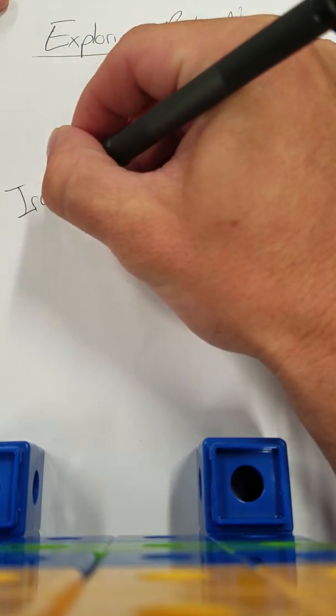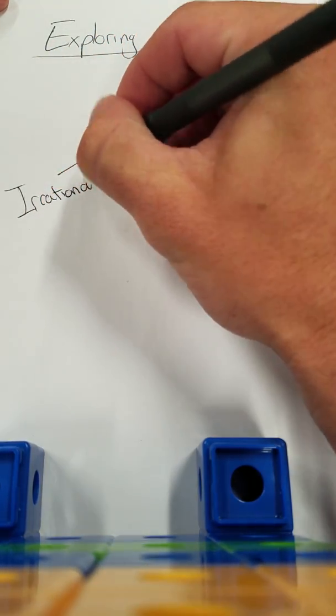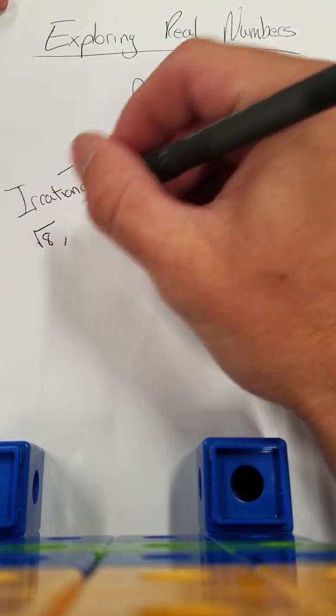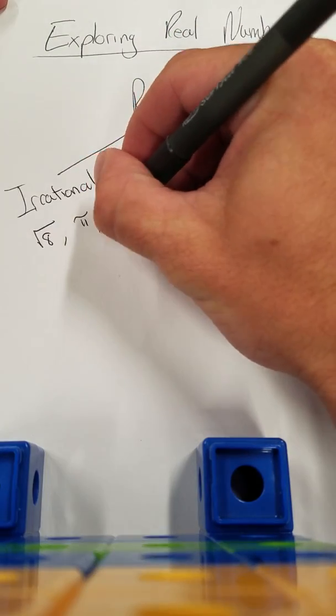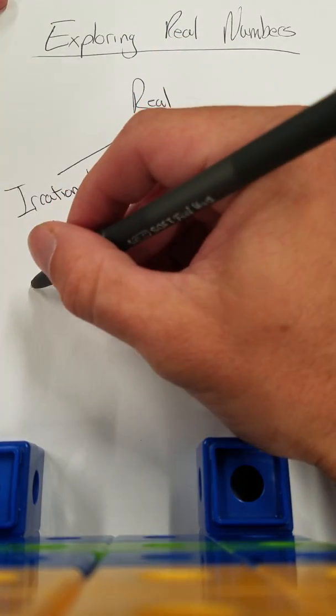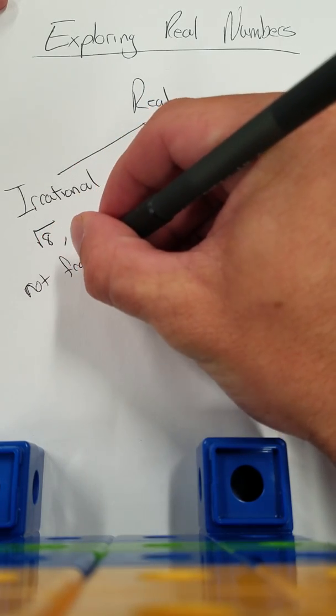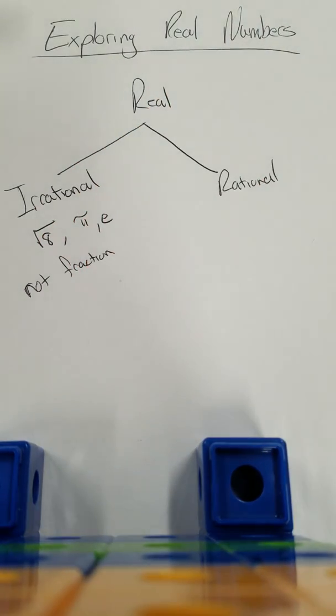and irrational. Irrational numbers are things like non-perfect square roots, so maybe the square root of 8. Things we call transcendental numbers like pi or e, okay? So these are anything that we cannot write as a fraction. It has a decimal that doesn't repeat. It's nasty, it's ugly numbers.